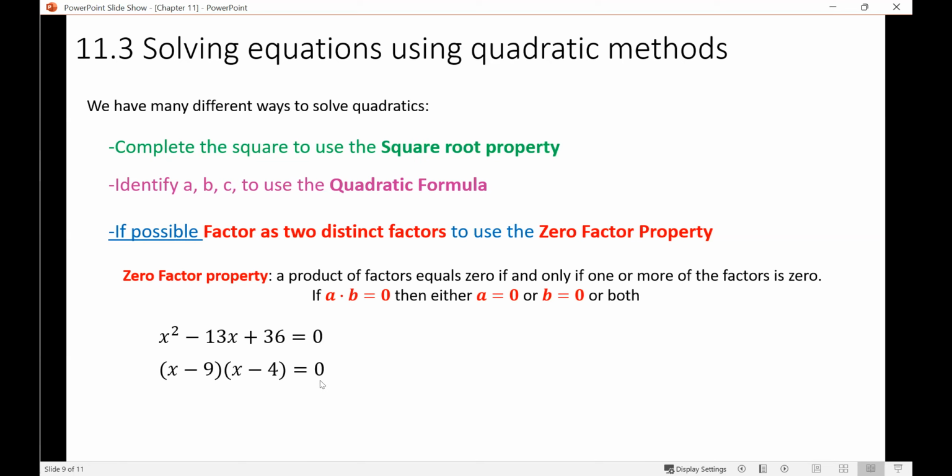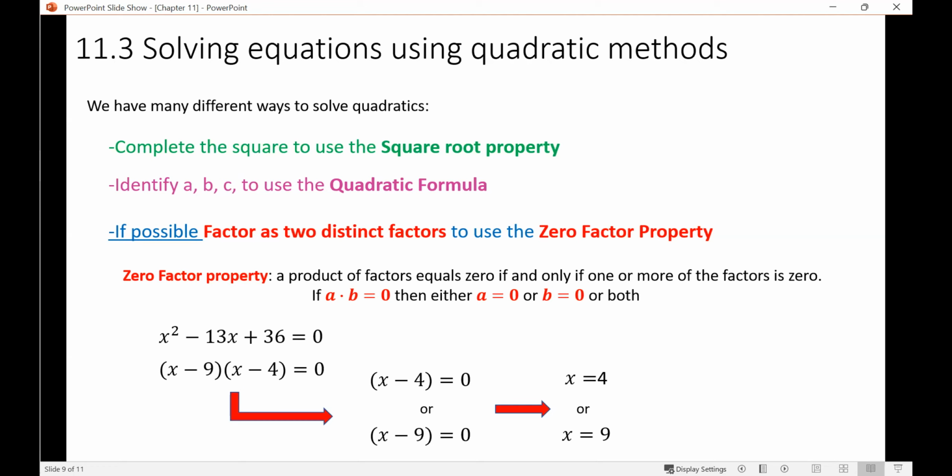Now that we know it's set equal to 0, this factor times this factor equals 0. We use the zero factor property. So we know that either x minus 9 equals 0 or x minus 4 equals 0, possibly both. Then we can solve these individual linear equations that tell us either x is 4 or x is 9. One of those two things has to be the case in order for this equation to be true. All right, so that's factoring. And really, if you can do that, that's the easiest thing to do.